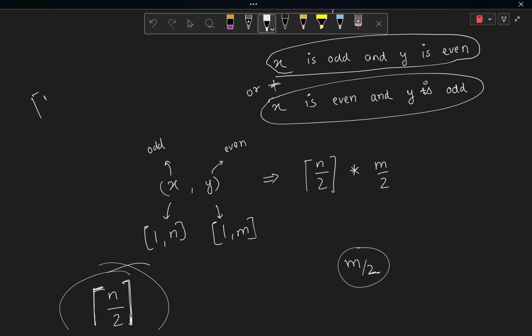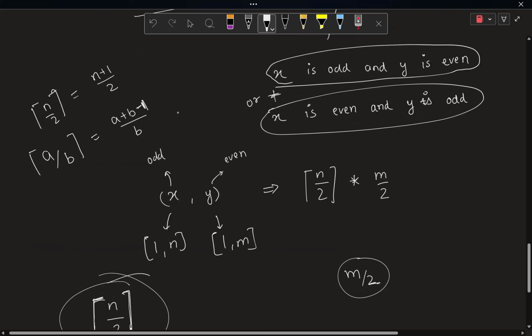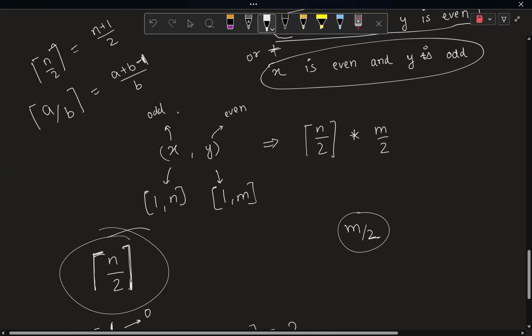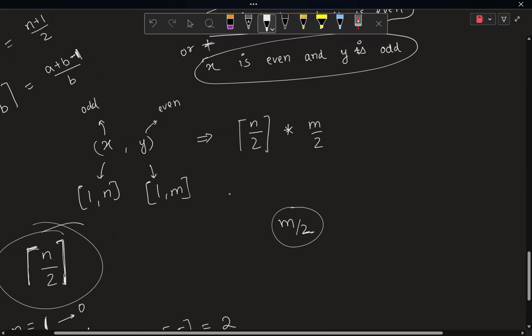And how will you round it up? If you want to round it up, you can say something like n plus 1 by 2. This will work here. In general, if you want to have something like a by b rounded up, you can say a plus b minus 1 upon b in C++, or anywhere where things become rounded down by itself. And this is a simple thing which you can also verify. I think this much explanation is enough there.